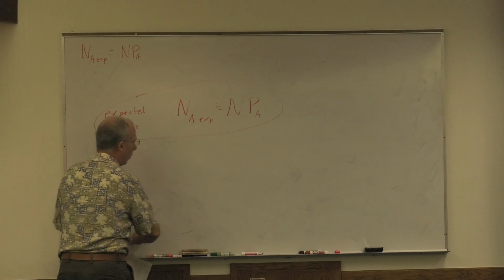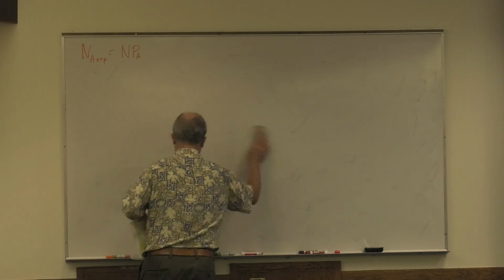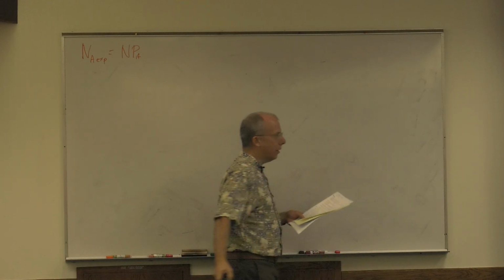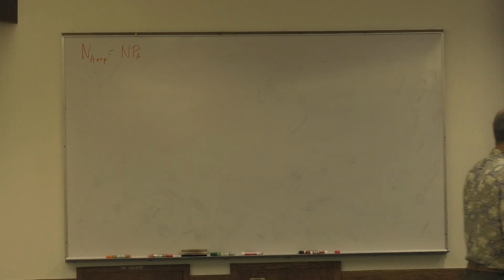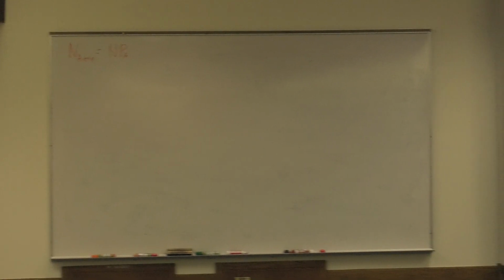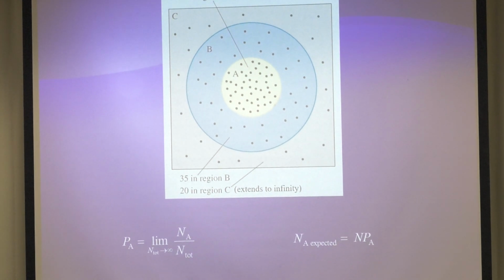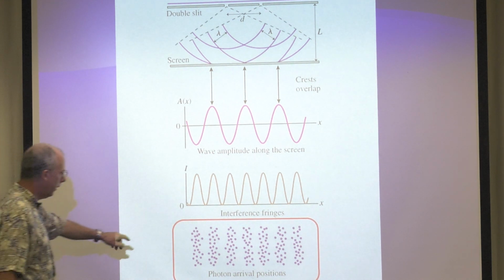Now let's get back to photons. Double slit. That's all we ever talk about. Double slit, right? Quantum mechanics. Oh yeah, here it is. So N A expected is N P A. All right, I already said that. All righty. Double slit. Just look at this.